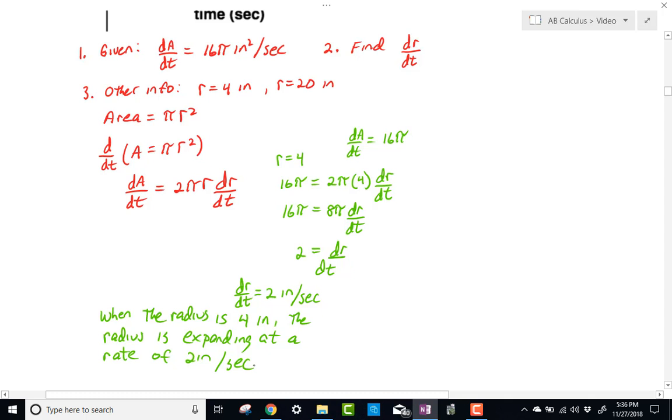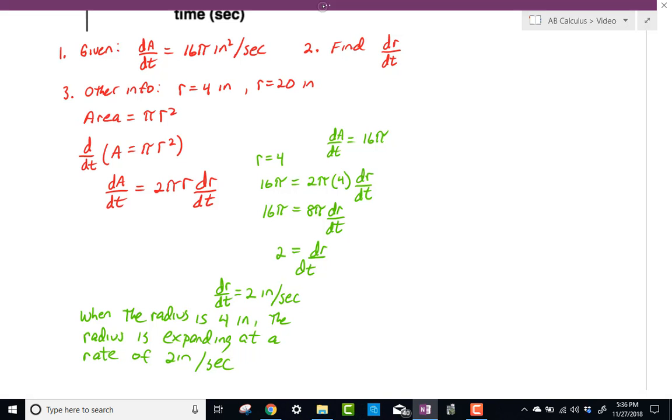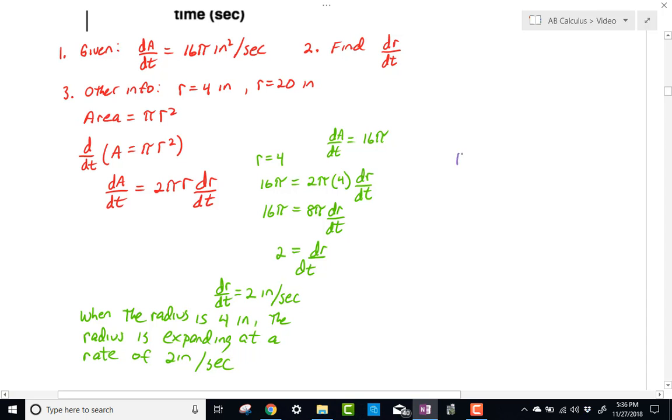Now, as you saw in the video on the applet, the radius actually grew at a slower rate as it got bigger. Okay? So that's what we're going to see when we do r equals 20 right now. Do some purple here. We don't have to change the formula because the formula is the same. So dA dt stays as 16 pi equals 2 pi times the radius. Now we get to drop in 20 times dr dt. And then again, we're just going to solve for this.